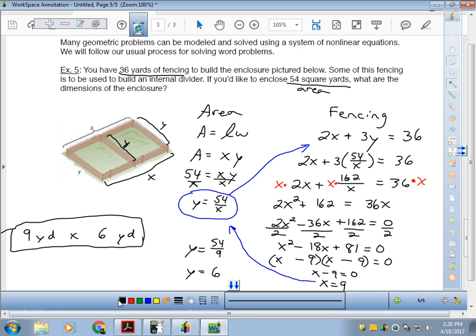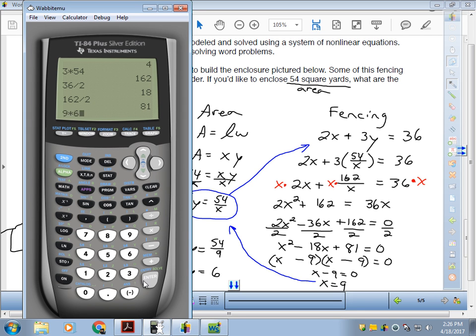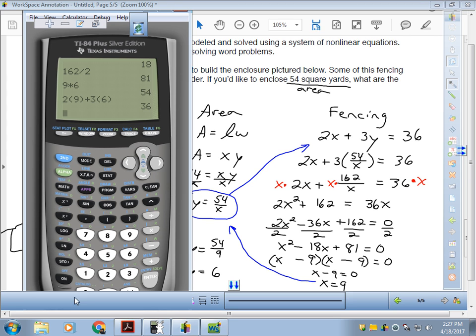And we can check that it works by actually plugging back into our equations. So here we have x times y has to equal 54. If I do 9 times 6, that does equal 54. For our fencing, we know that 2 times x plus 3 times y has to equal 36. So we can check it here. 2 times 9 plus 3 times 6, that does equal 36. So it does work. That is a good solution to that equation.